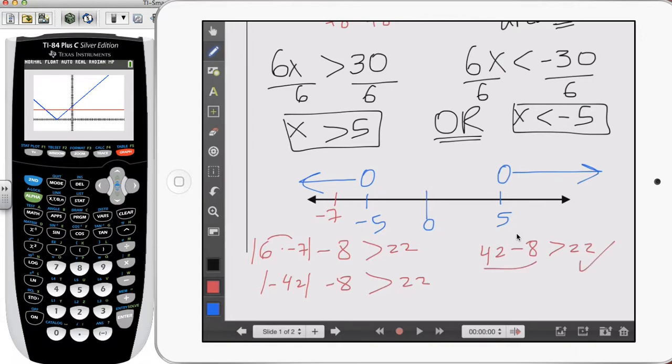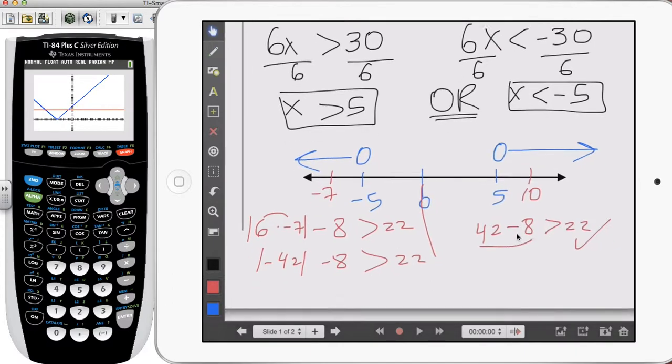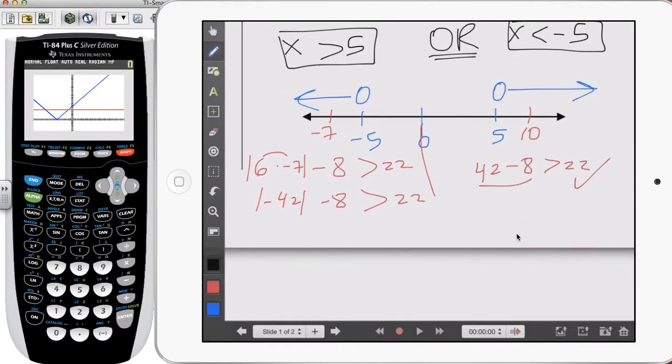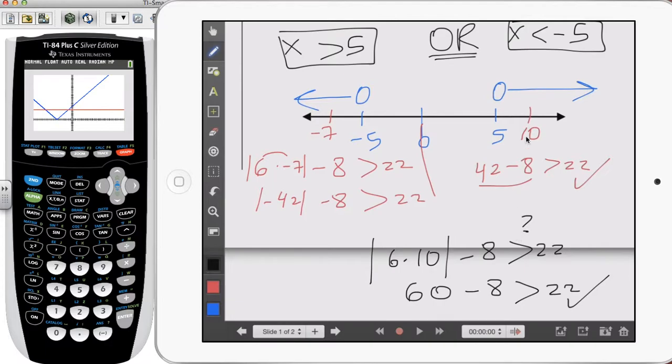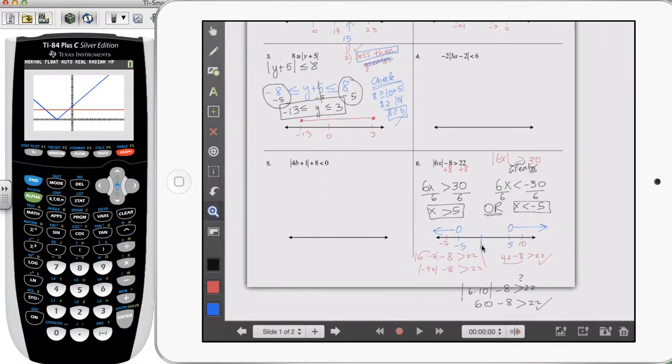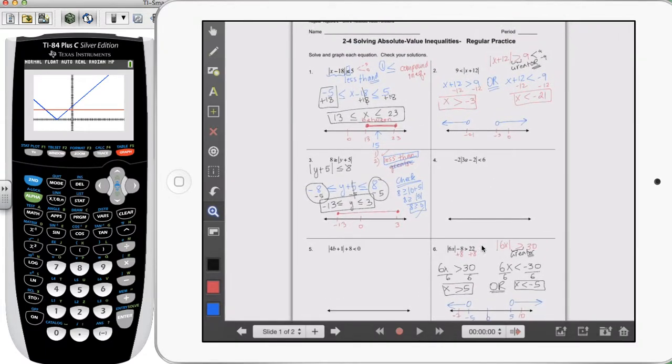Now take another number that's above 5, let's say 10. Let's plug it in. 6 times 10 minus 8, is it greater than 22? Let's check. 6 times 10 is 60, minus 8. Is it greater than 22? Yes. So the other number that you took also made sense. Always remember to check your solution. So this is how you solve an absolute value inequality.